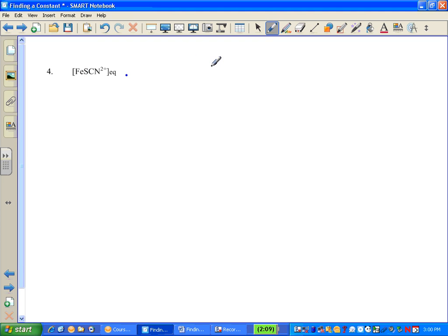Now, in order for us to be able to calculate the equilibrium concentration, the biggest thing for us to determine is the concentration of this iron thiocyanate ion at equilibrium. Recall that this ion is red in solution, so this is the substance that was absorbing the light when we shone the light in the colorimeter.